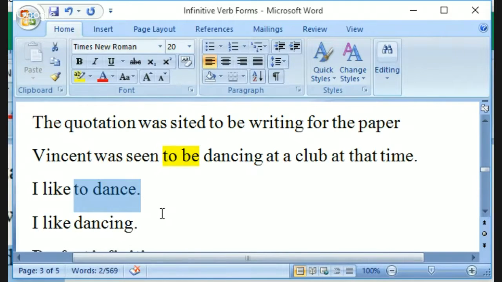Now, I like to dance. Basically, I like the entire concept of the dance. The whole idea of it appeals to me. I like dancing actually probably means that you physically do it. I enjoy the activity, not the concept, but the activity. So it has a much more physical meaning.